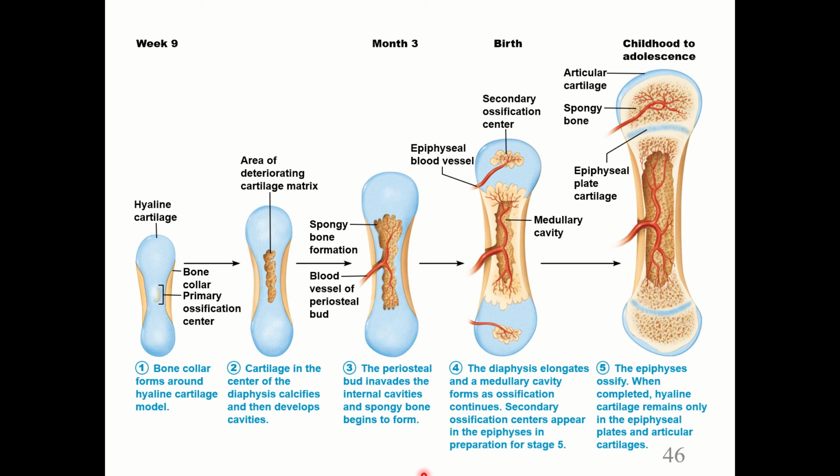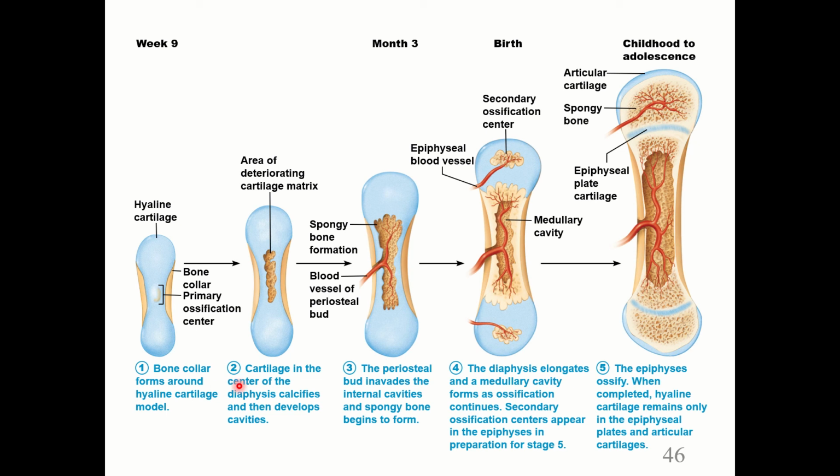This illustration shows endochondral ossification. So let's look at the steps. Remember, ossification generally begins during week 8 of embryonic development. The illustrator started at week 9 to show that the bone collar is already starting to form in the primary ossification center. Hyaline cartilage has already been laid down as a model for bone formation. So in step 1, bone collar forms around hyaline cartilage model.